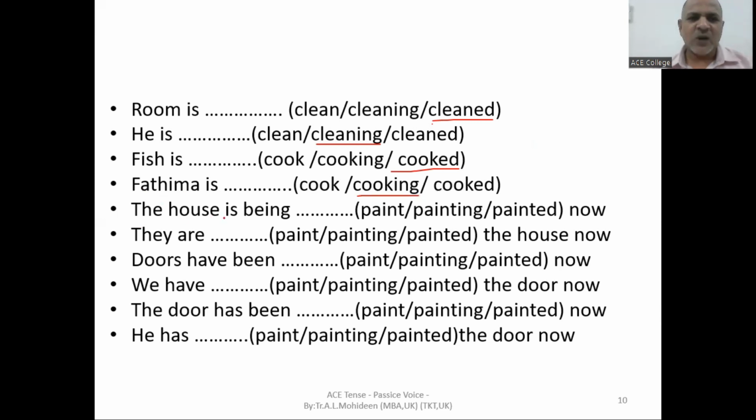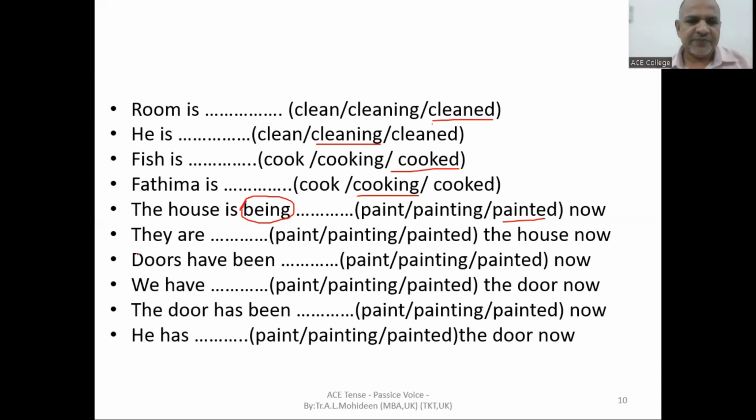And the house is being painted now. This is continuous tense. House is being painted now. Yeah, this is an object. Why do we put "being" extra? Because it's a continuous tense. In continuous tense passive voice, you have to add extra "being". Otherwise, it will look like a simple present. You understand? So to differentiate simple from continuous, you have to add "being" extra.